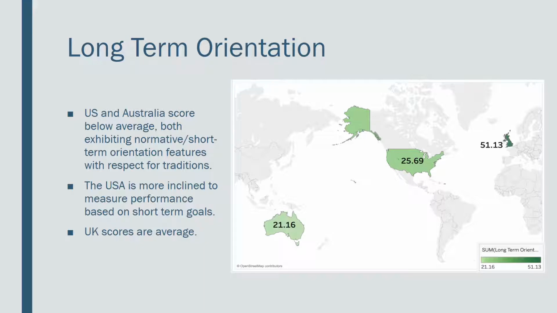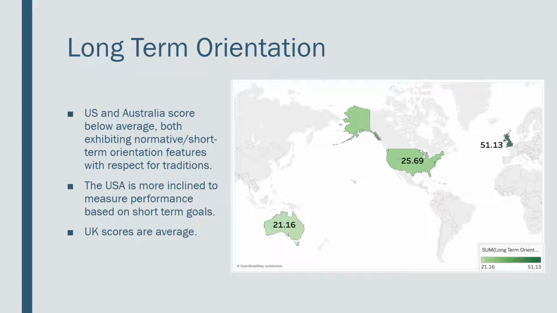The United States' low score of 26 reflects a short-term orientation prioritizing tradition over pragmatism. American businesses measure their performance short-term, with profit and loss statements being issued on a quarterly basis. This also drives individuals to strive for quick results within the workplace.